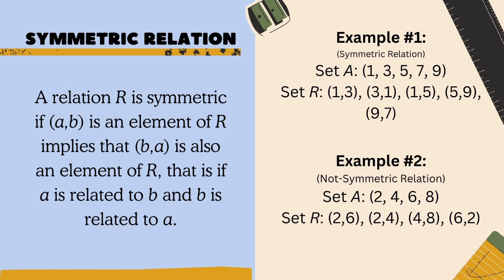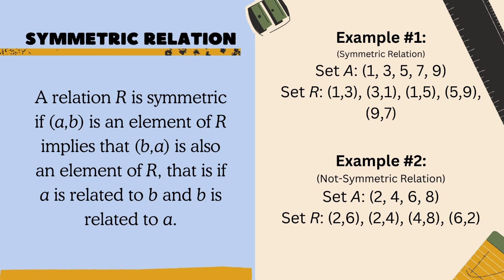This example is symmetric relation because every set in set R is related to the set before them. 1 and 3 is related to 3 and 1, 3 and 1 is related to 1 and 5, 1 and 5 is related to 5 and 9, 5 and 9 is related to 9 and 7.